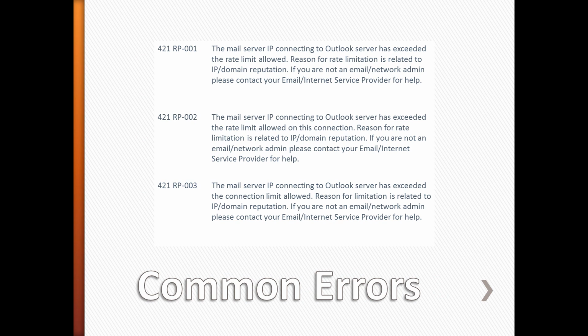Here are some common errors that you want to look for. Whenever you receive a block message, you're going to receive a few things. The first thing you're going to receive is a specialized number. This number is integrated into the bounce message in such a way that the typical user won't really understand or be able to find it.